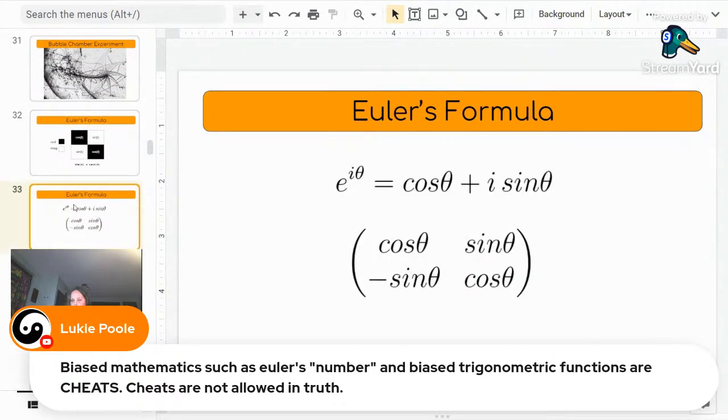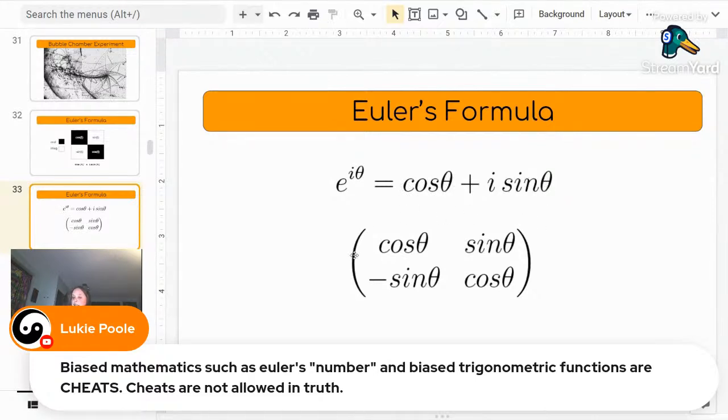And there we go. So here's Euler's number. This is Euler's formula. Okay, and this is basically three different incarnations of Euler's formula. So this little e here is Euler's number that Lucky's talking about. And so e to the i times theta, and theta is just an angle, is equal to cosine of theta plus i sine of theta.